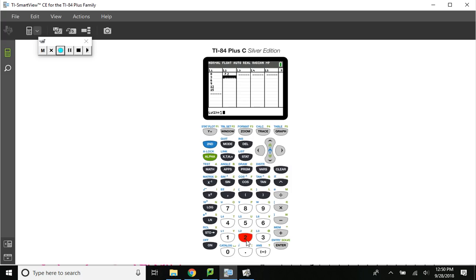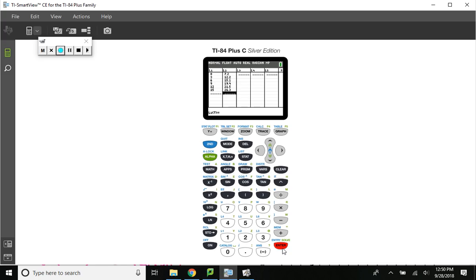And then the Y values in L2: 7.2, 12.2, 15.1, 19.4, 21.5, and 26.3. Alright, so all my data is entered.